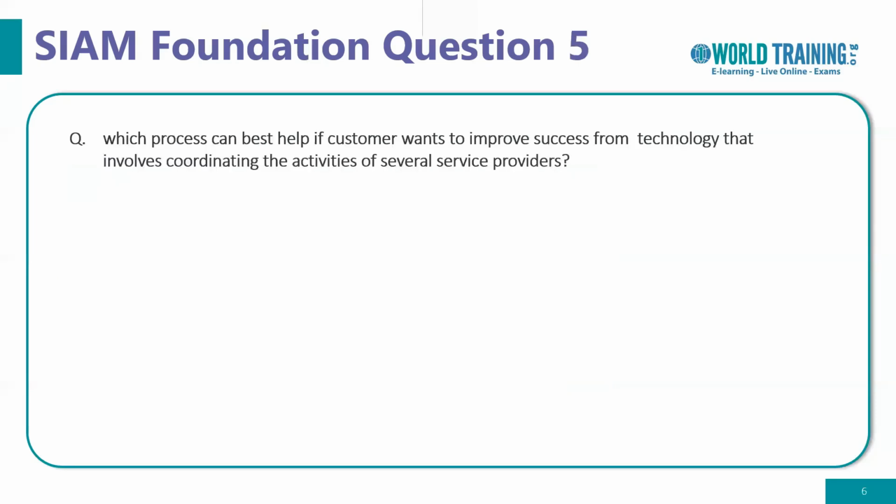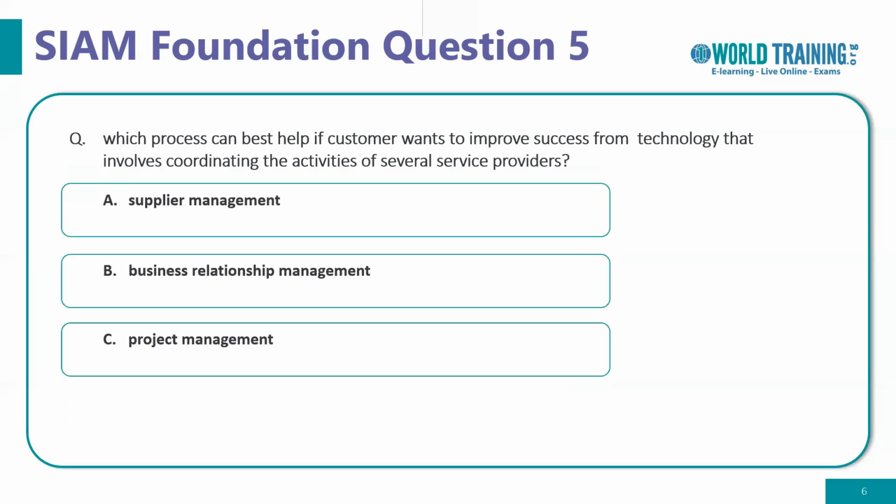Which process can best help if a customer wants to improve success from technology that involves coordinating the activities of several service providers? So first of all, let's understand they have talked about the names of the processes, and now they are talking about a customer who wants to improve the success. So they have a certain level of success, but now the customer is expecting, how do I get more success or improvement on the success with respect to technology?